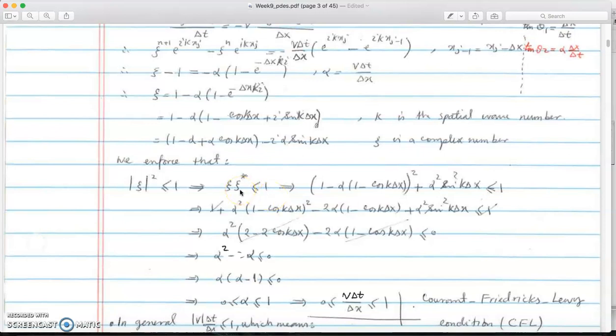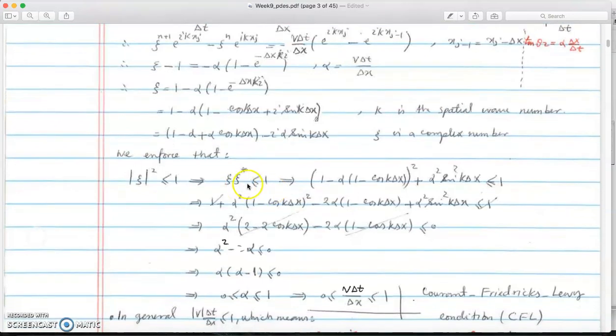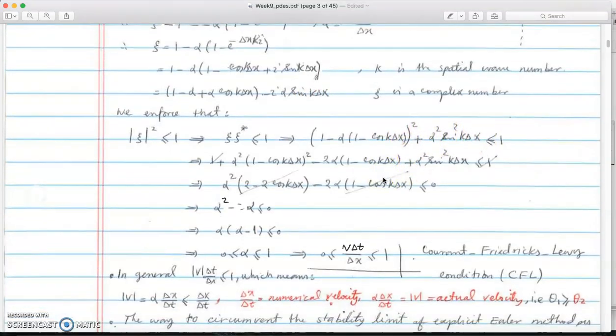And the magnitude of xc is nothing but xc times its conjugate. So if you multiply this thing by its conjugate, then you get the real part squared, plus the imaginary part squared. So here's the imaginary part squared, which is alpha sine k del x. This needs to be less than 1, and we're going to simplify this a little bit.